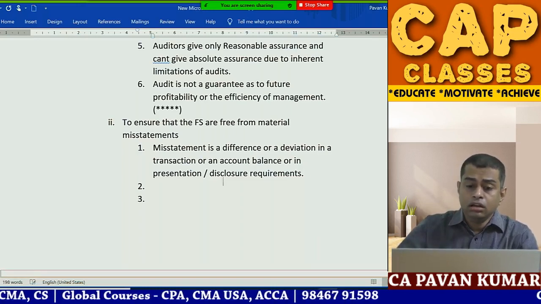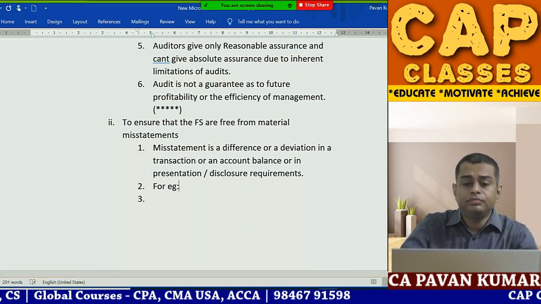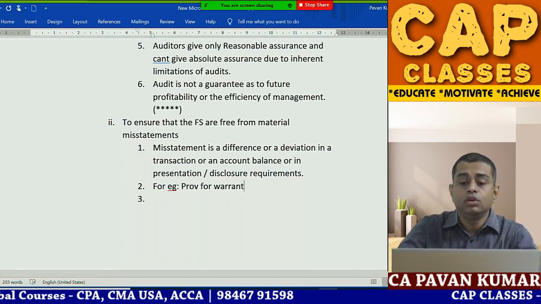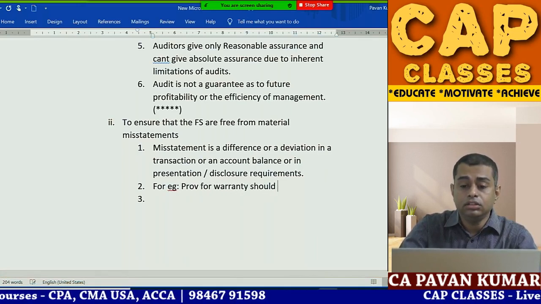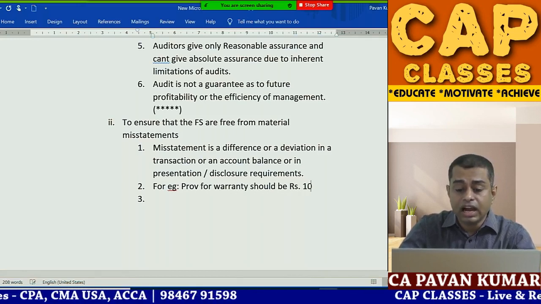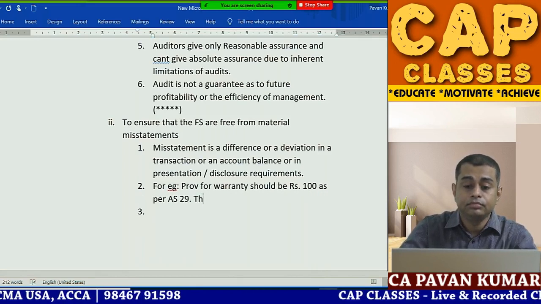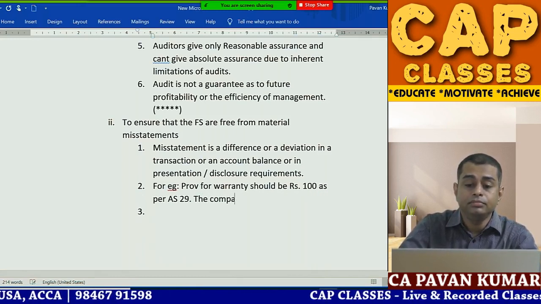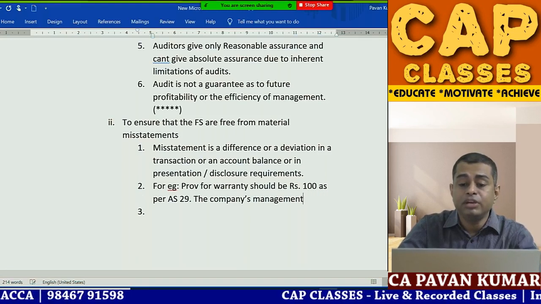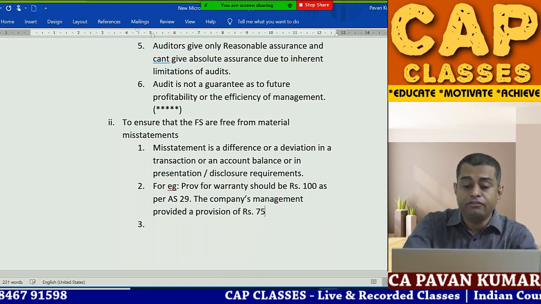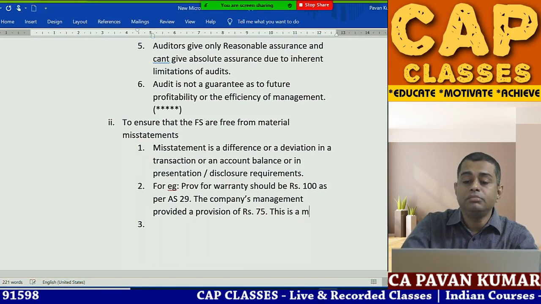Okay. So, for example, provision for warranty should be rupees 100 as per AS 29. The company's management provided a provision of rupees 75. This is a misstatement.